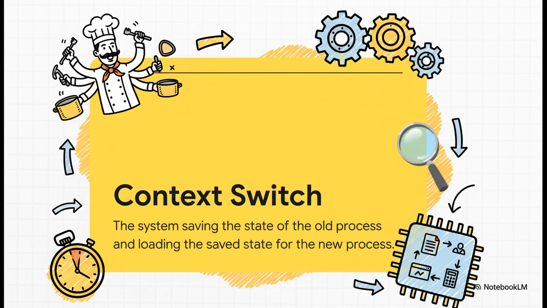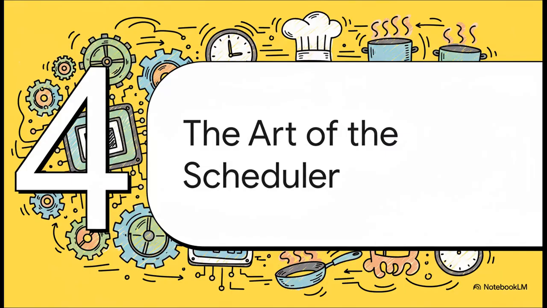It's literally the time our chef spends putting away the recipe notes for one dish and pulling out the notes for another. And during that switch, no actual cooking is getting done. That's overhead. And all of this brings us to the real brains of the operation, the scheduler. This is the part of the operating system that acts like that head chef, constantly making the critical decision of which process gets to run on the CPU and for exactly how long.